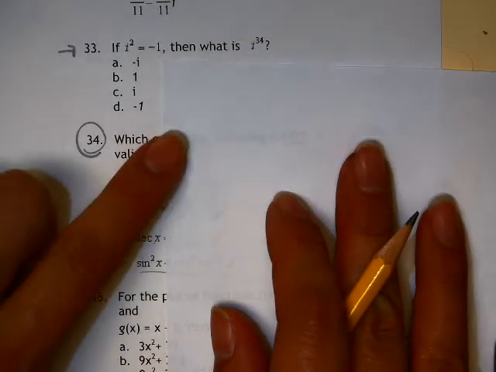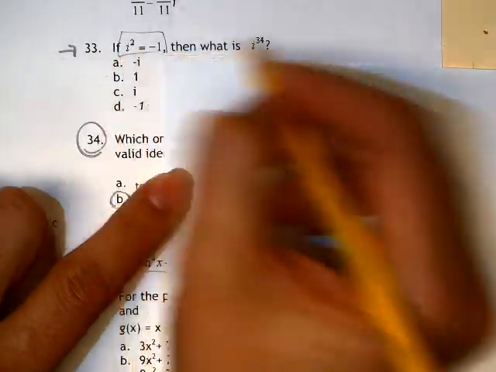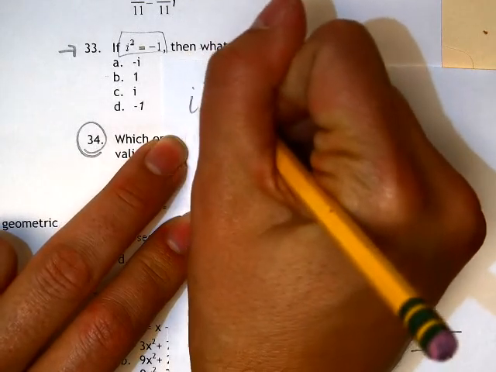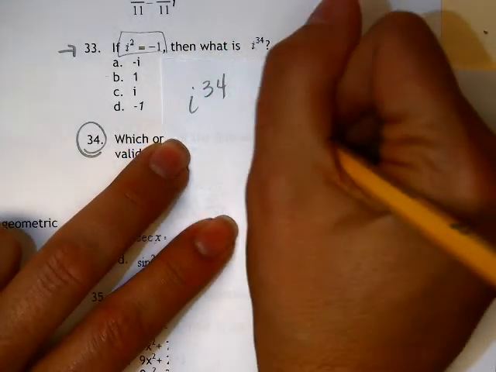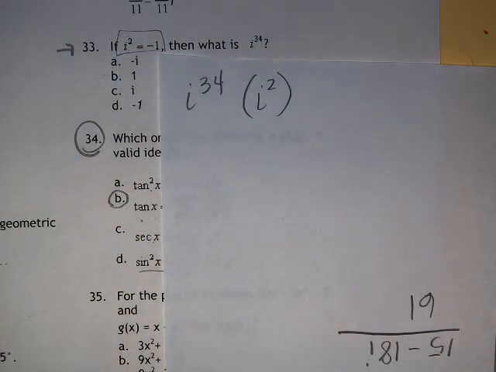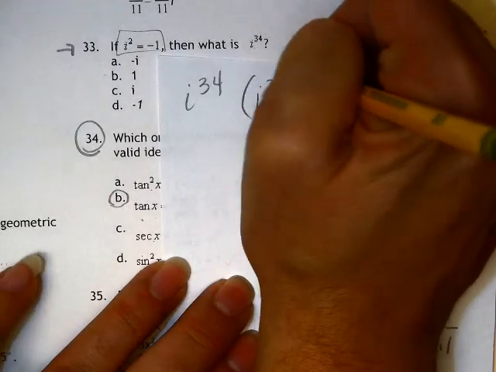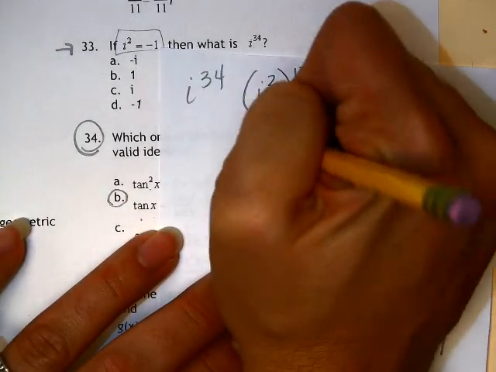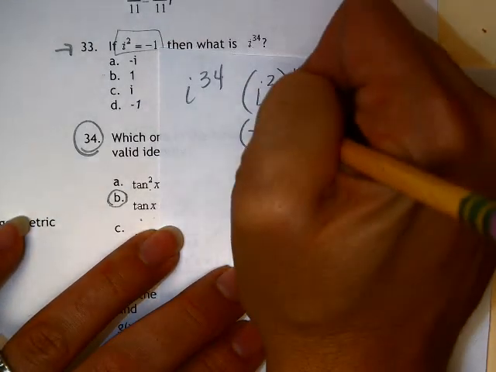Now, speaking of the whole i squared thing, every time you have an i squared, it's equal to negative 1. So if we have i to the 34th, what I really need to figure out is how many i squareds we have. So let's see, 34 divided by 2 is 17. So this means I have 17 i squareds. Why do I care? Because i squared is negative 1.